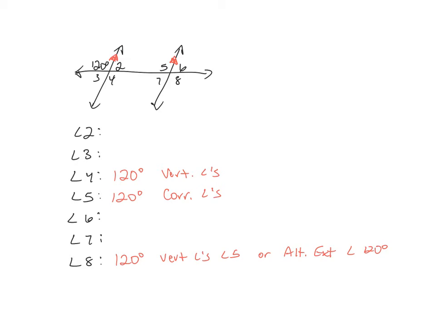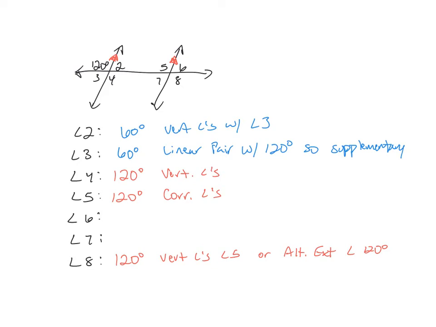You're going to have to do this at least once, what I'm going to do next. So angle 3 is 60 degrees because it's a linear pair with the 120 degrees. So that means it's supplementary, which means they have to add up to 180. So 120 and 60 makes 180. So that's angle 3. So you could say that angle 2 is 60 degrees because of vertical angles with angle 3.